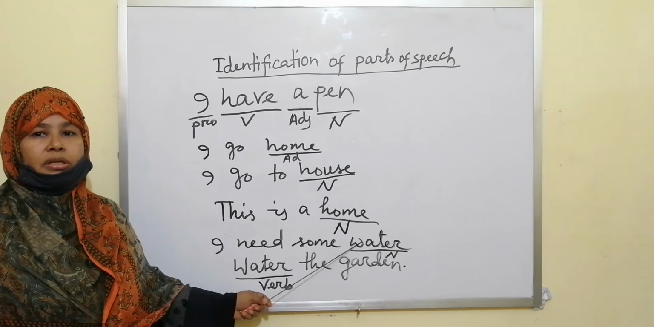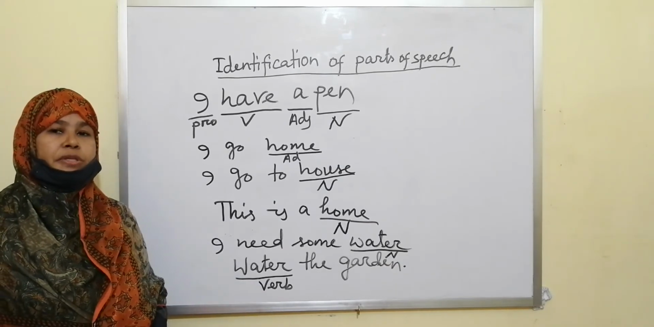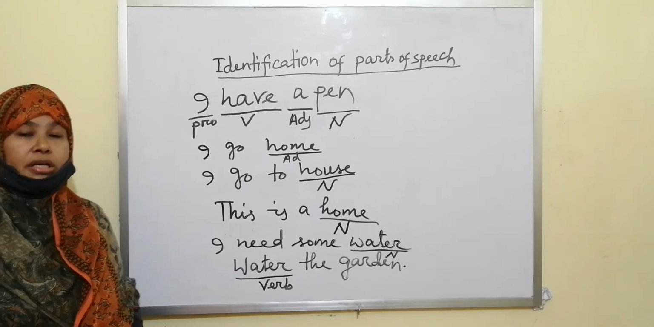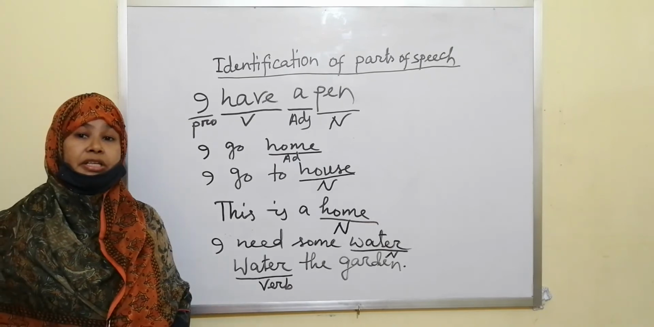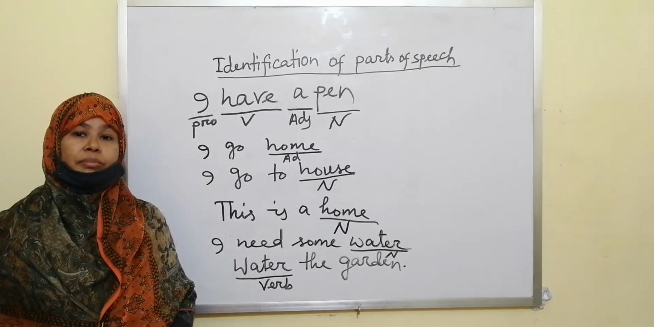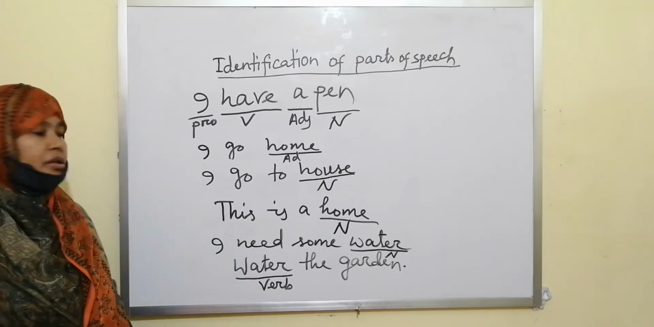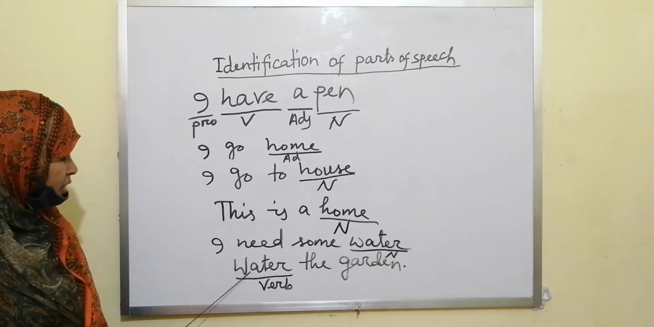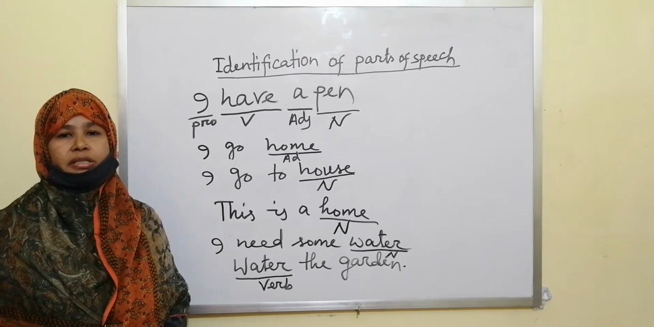Dear student, you know that all parts of speech are identified by their position. They are not identified by their face. So we identify our parts of speech by the position of their place. Dear student, due to position, water here is a noun, water here is a verb. I think you can understand it.